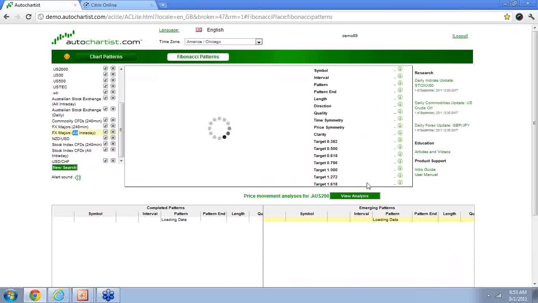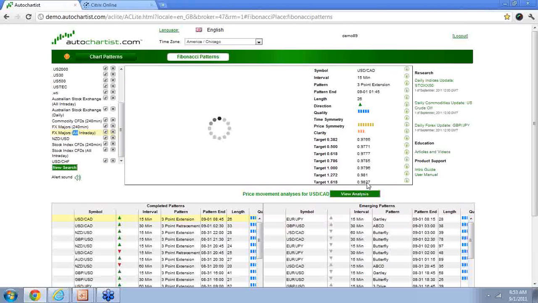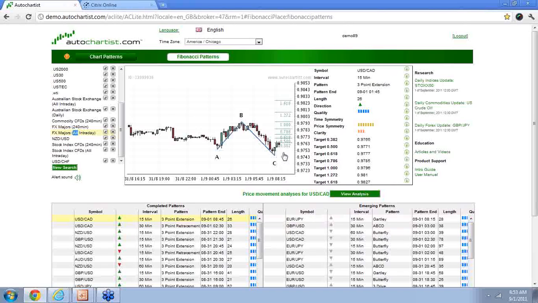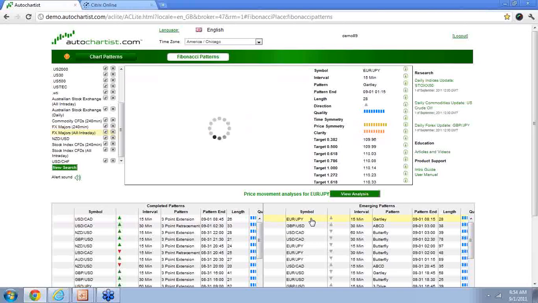All these things are suggestions of what the market can do or where it can go to. This completed pattern, for example, in the dollar Canadian, this is called a 3-point extension, and what it's saying is that after point C is formed, the market can rally back to any one of these Fibonacci levels, okay, and it identifies the numbers here. So there are a lot of ways that Auto Chartist determines targets.